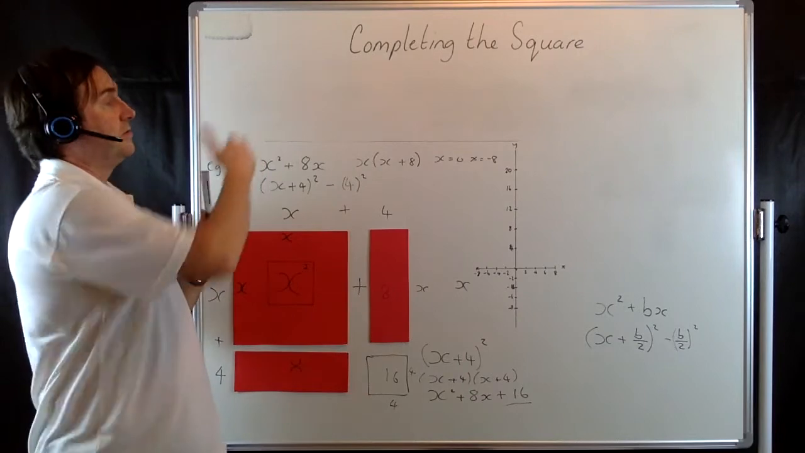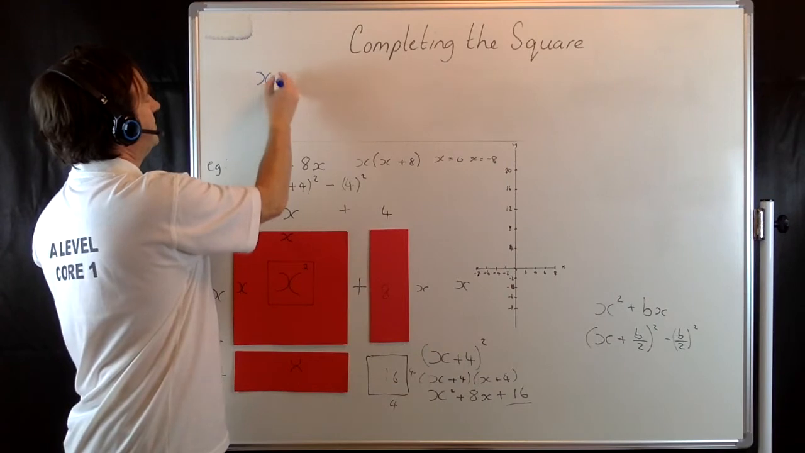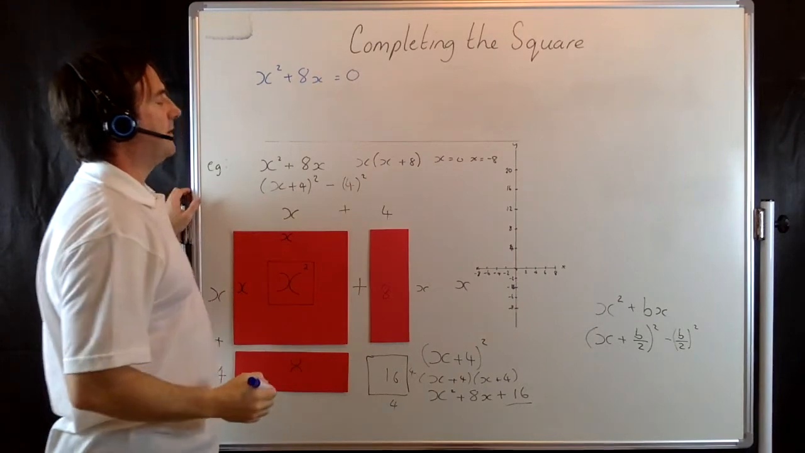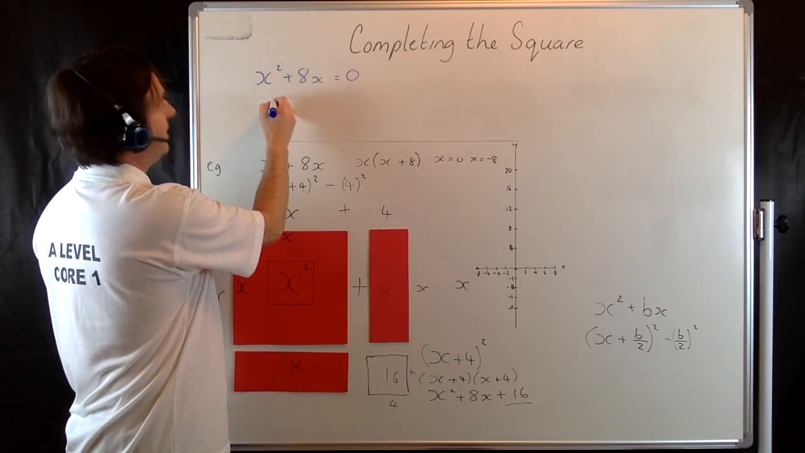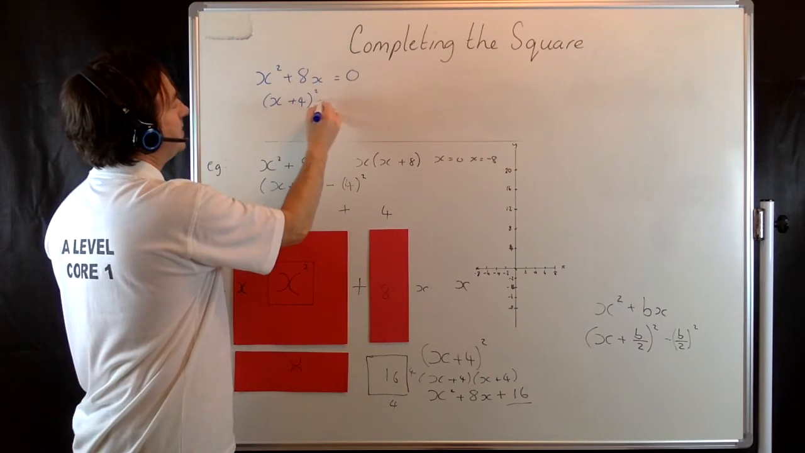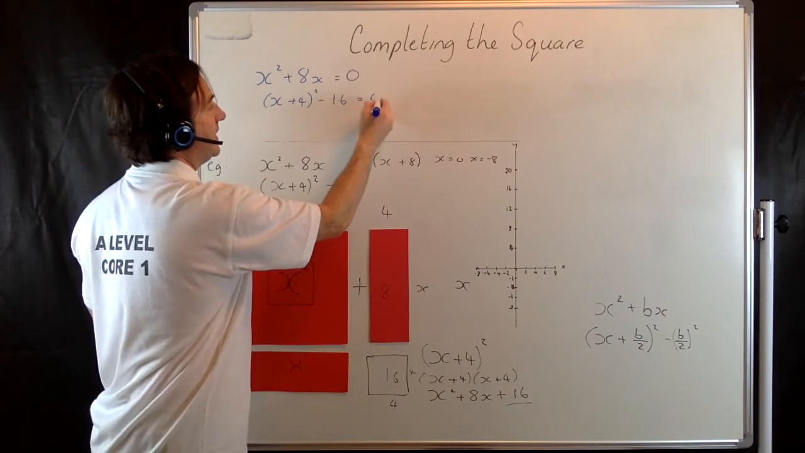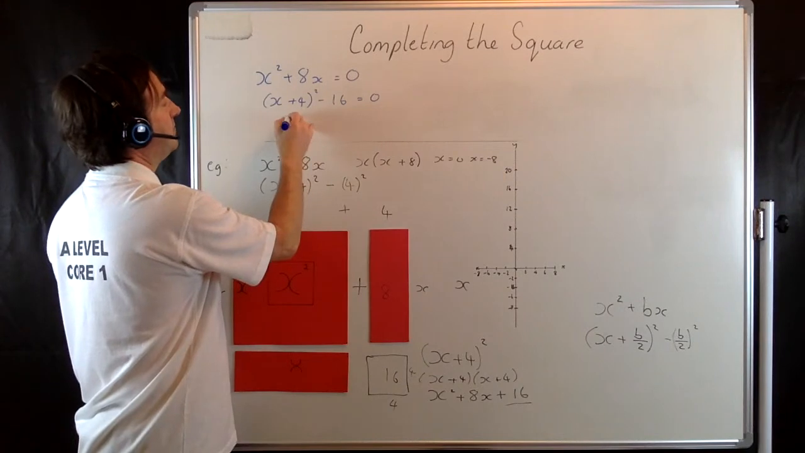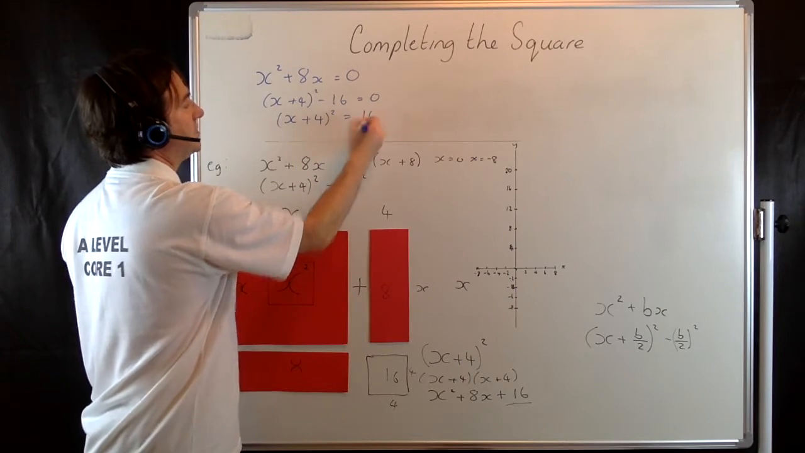Okay, now I'm going to solve this equation at the top here. So our equation we had was x squared plus 8x, and I'm going to set it equal to 0 now. Now I've completed the square on it. We did this below, and I got my answer of x plus 4 squared, take away 16. Now, because it's an equation, I can set that equal to 0. So now I'm going to solve it in the normal way. I'm going to take the 16 over, so I've got x plus 4 all squared equals 16.